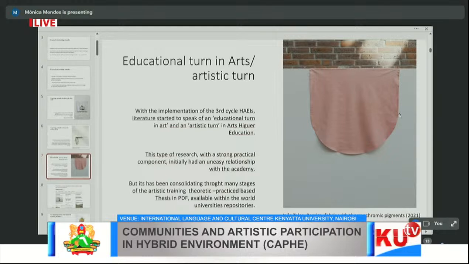This type of research with a strong practical component had an uneasy relationship at the beginning with the academy, but has been consolidated through many stages of artistic training, theoretical and practice based, and is now available in the form of theses in PDF format in the university repositories.